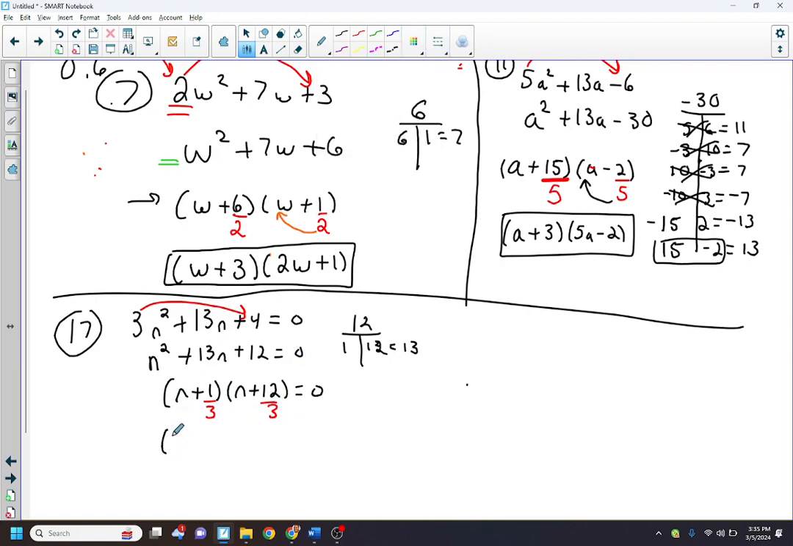So the first one is 3n plus 1. Wait, does that say less than? That should be an equal sign, my fault.